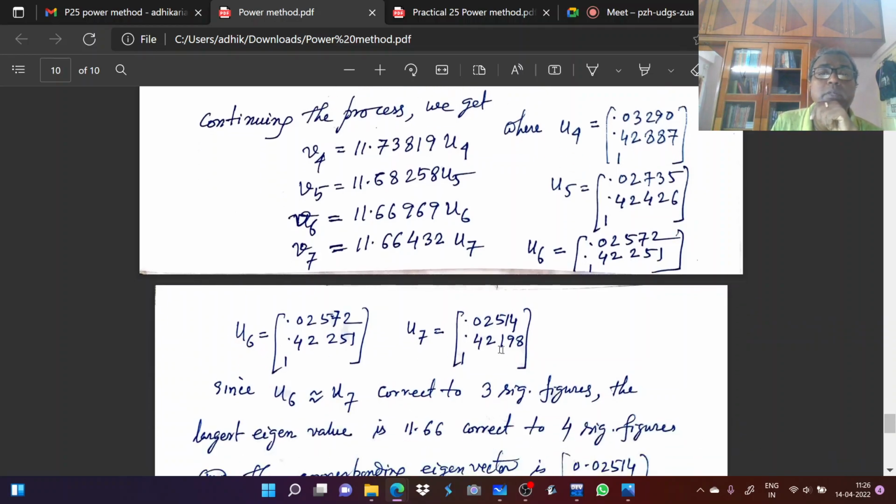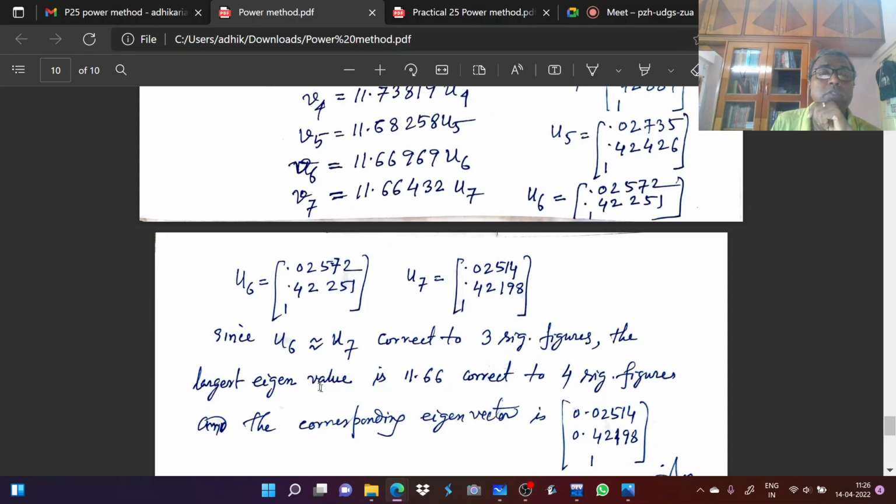Notice that u6 is 0.0251, 0.42251 and 1, and u7 is 0.421 and 1. So u6 and u7 are nearly equal, corresponding elements are nearly equal, and the 11.66 for v7 is also nearly equal. So u6 is nearly equal to u7, correct up to 3 significant figures.